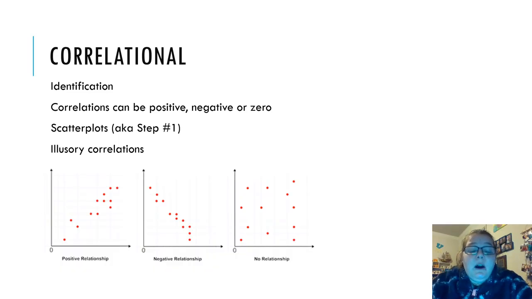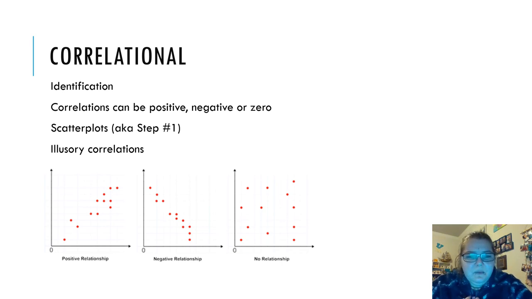So a perfect positive correlation would be 1.0. A perfect negative correlation would be negative 1.0. And then an absolute zero correlation would be, you guessed it, 0. And again, you guys don't have to worry too much about the specifics on that. I'm really just trying to do my best to give y'all some background and a little bit of foundation.